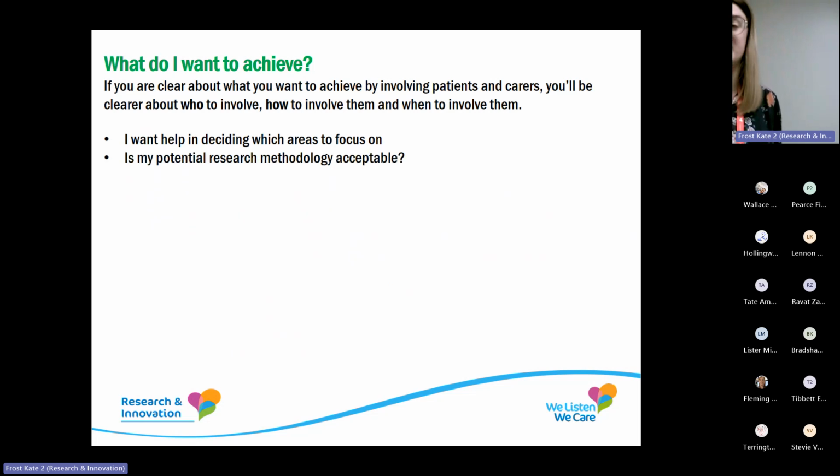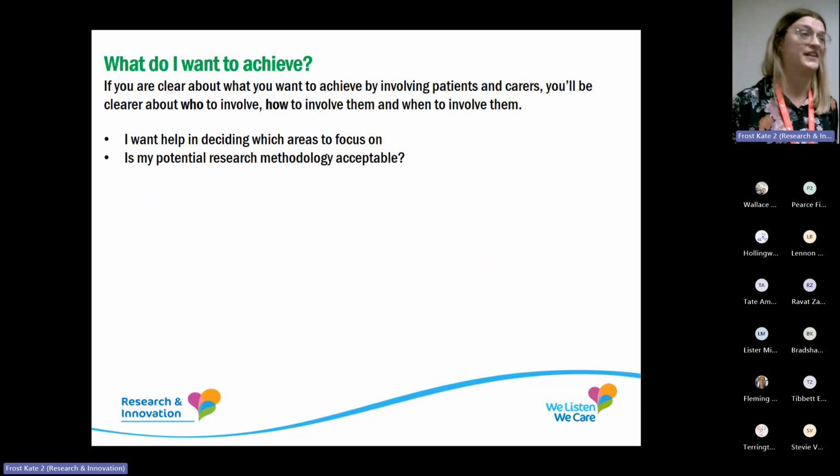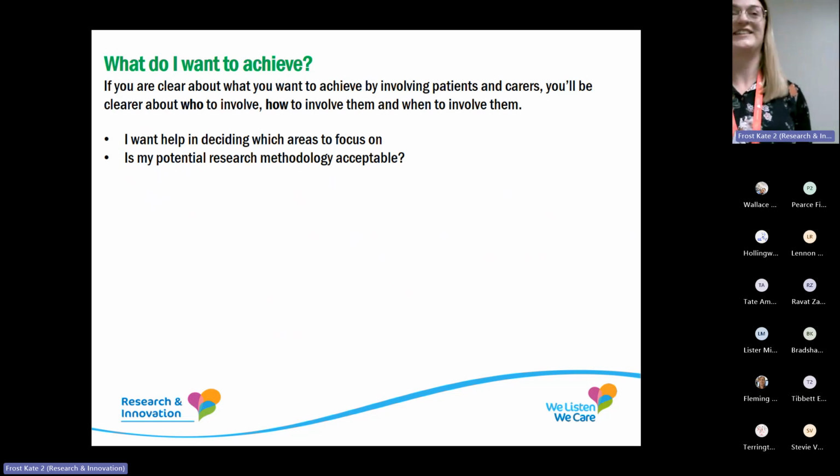So a few examples here. I want help deciding on what areas to focus on. I'm starting out. I actually have got a broad spectrum of areas I cover, and I don't know what's important to the population, the public, or my patients. So actually, it'll be best to ask them, so they can really help you focus and narrow that down into what is most important to them.